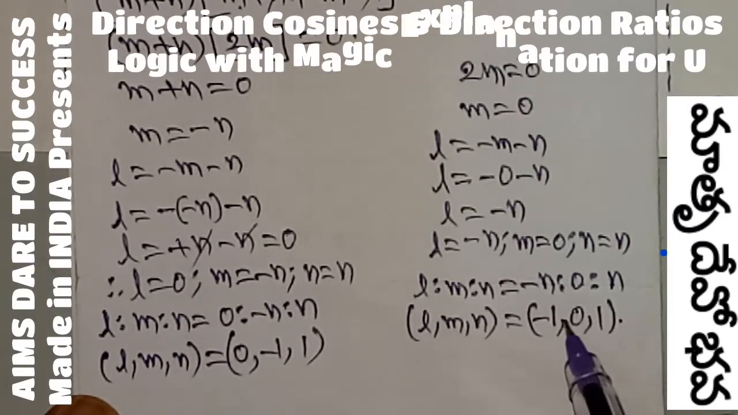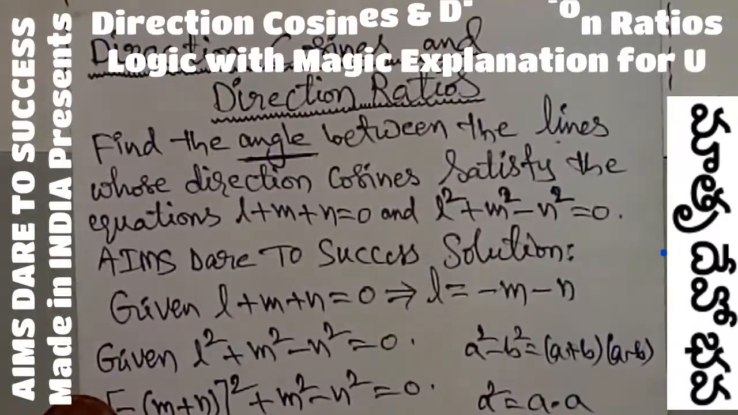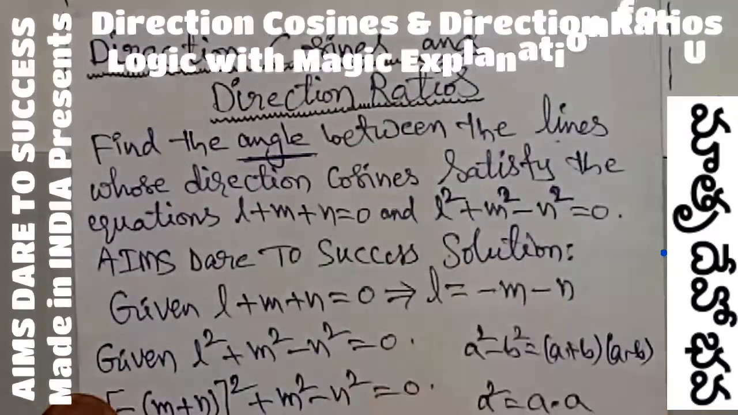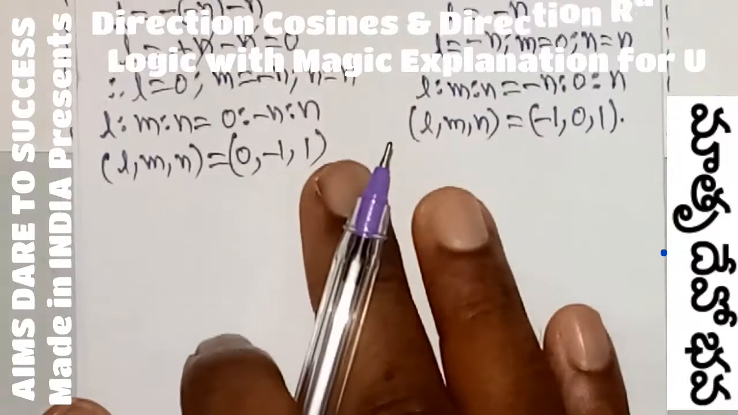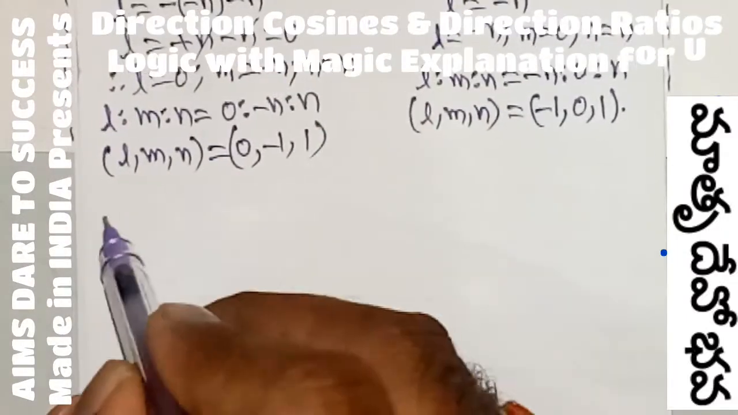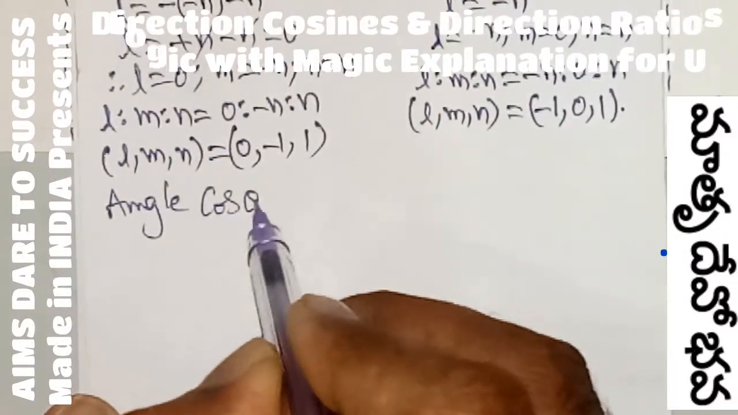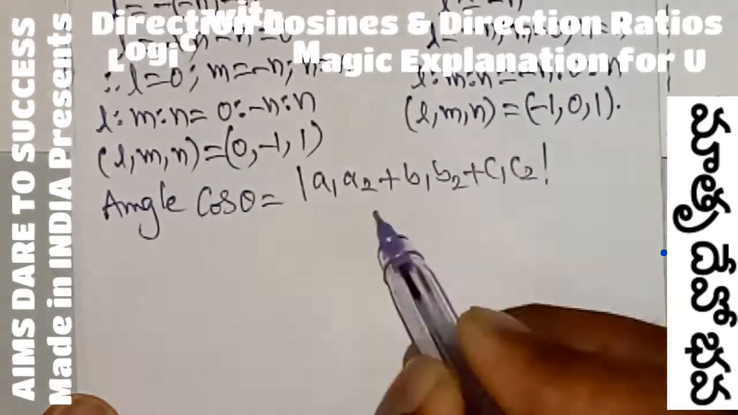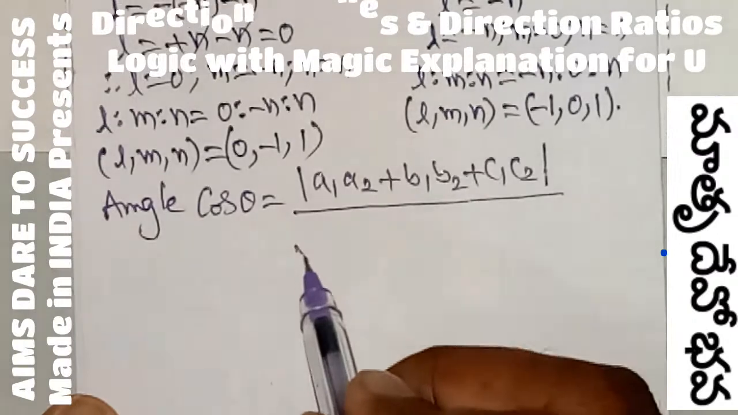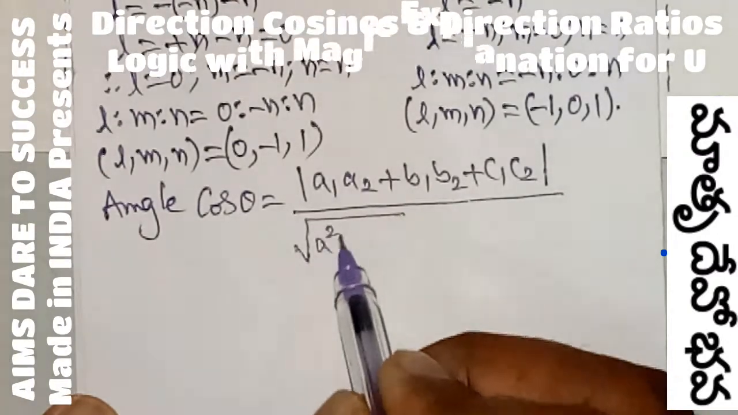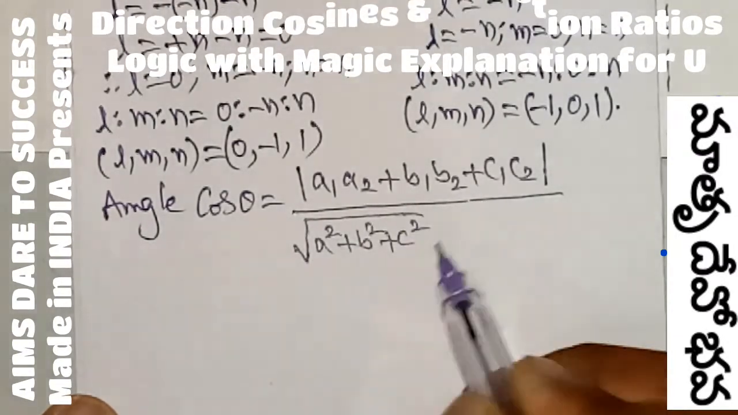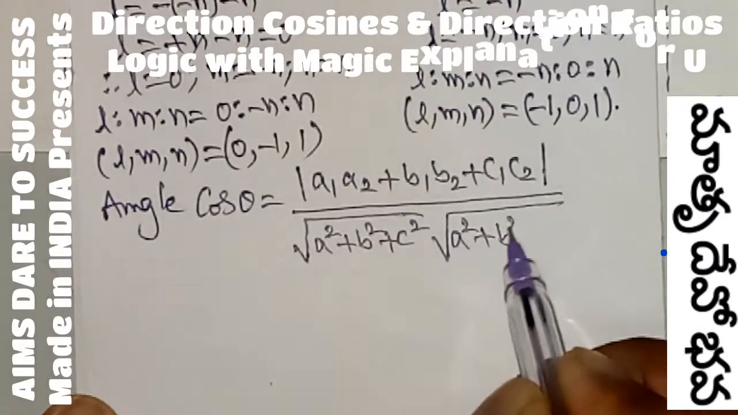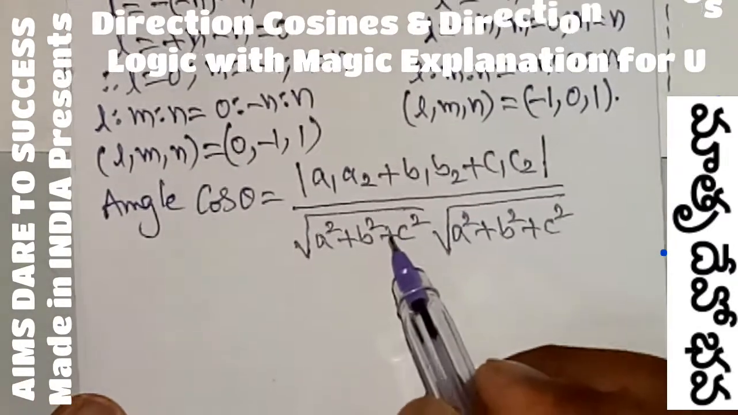After getting this part, now we want to go to the question one more time. Find the angle between the lines. So I wanted to write the angle formula. What is the angle formula? Cos theta equals mod A1 A2 plus B1 B2 plus C1 C2 by, here I will tell you one logic to remember easily, root A square plus B square plus C square. Write 2 times root A square plus B square plus C square. It is very easy to remember the formula.